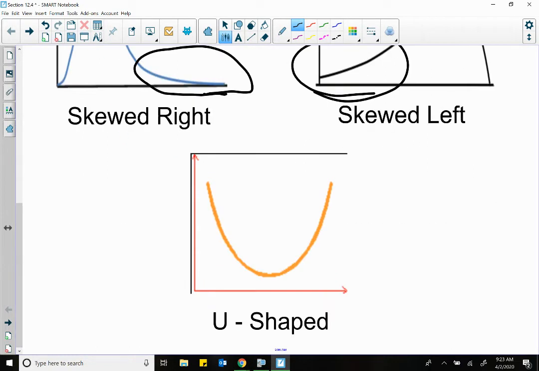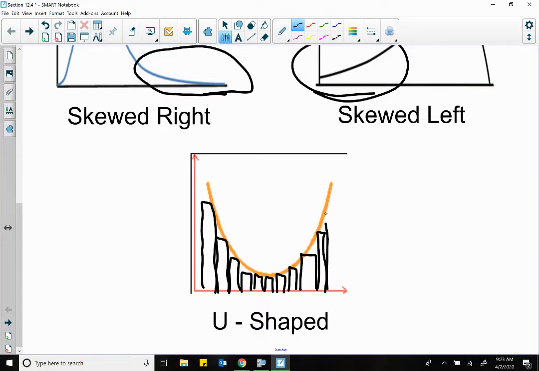And then another one that we got is what we call U-shaped, where your bars are heavy on the outside and really low in the center, and then it starts to pick up again. So this is like tests where these people have studied really hard and they know the information, so they passed. These people didn't study really hard, they didn't know the information, so they flunked. So this was like test data. It's like either you knew what was going on or you didn't. Kind of interesting.